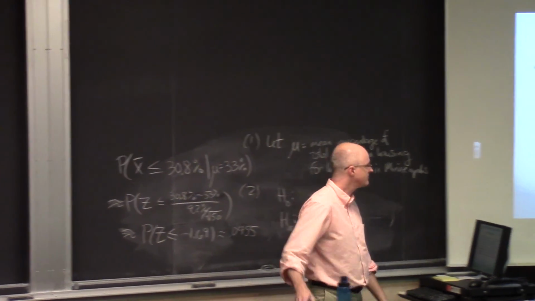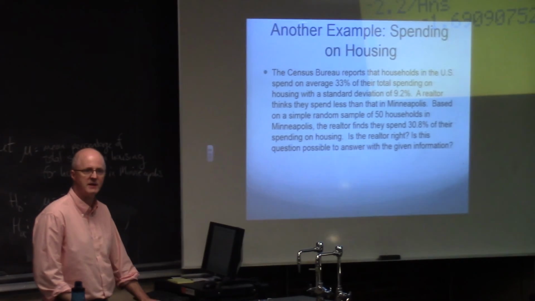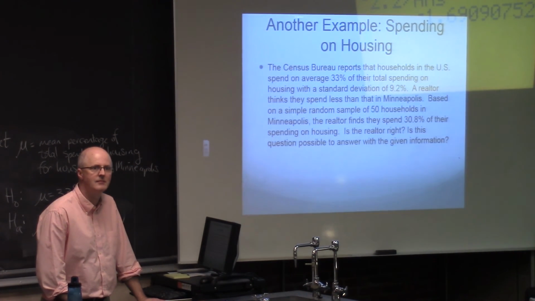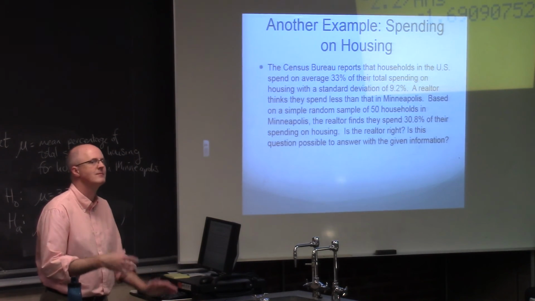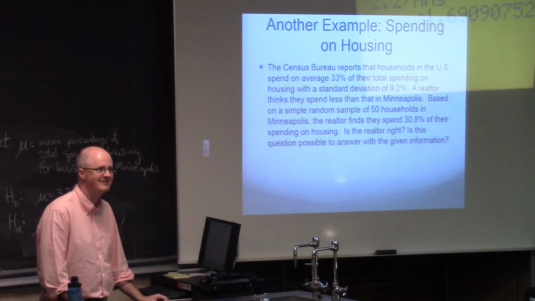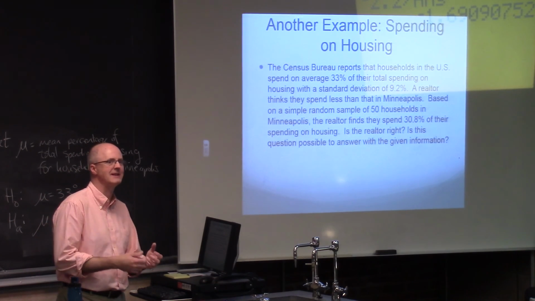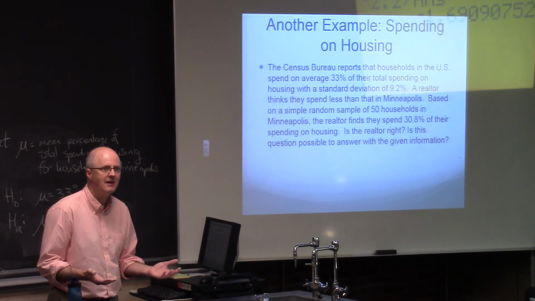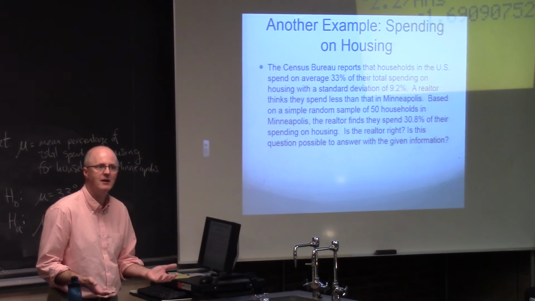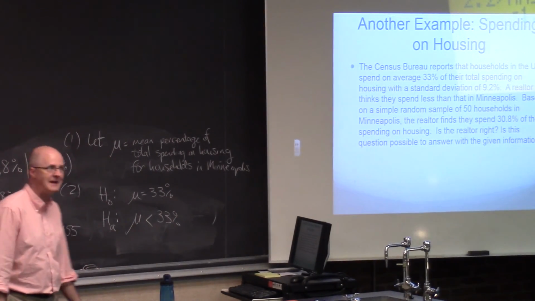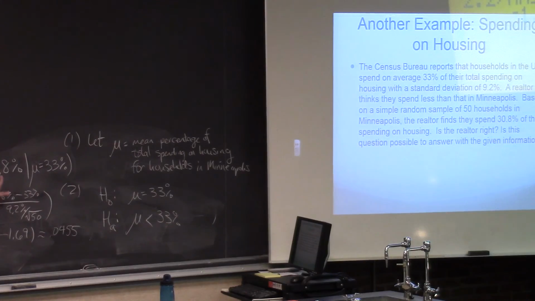Is the realtor right for sure? No. We just have pretty strong evidence that the realtor is right. So it's possible to answer the last question: yes, we can say we've got strong evidence against the null, we think the realtor is right. But it's not a for sure thing. The realtor might still be wrong. You might be 33% or even higher for Minneapolis, even based on a sample mean of 30.8%.